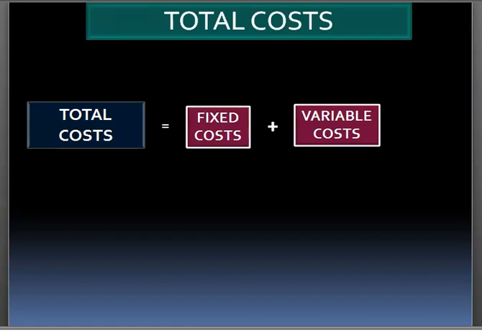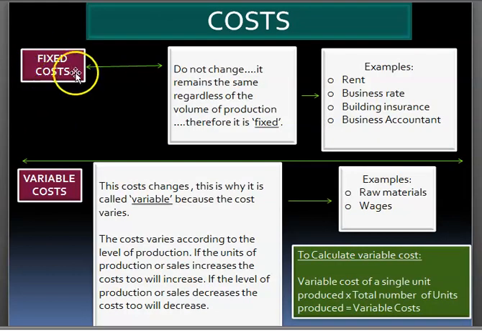Now, when a business needs to know how much everything is going to cost them, that is called total cost. They want to know how much everything is going to cost them. So that is called total cost. The total cost is just fixed cost plus variable cost.